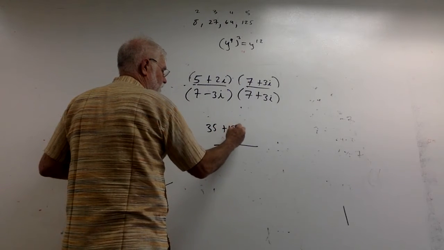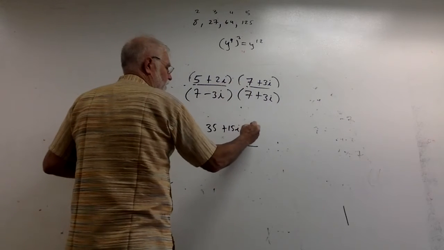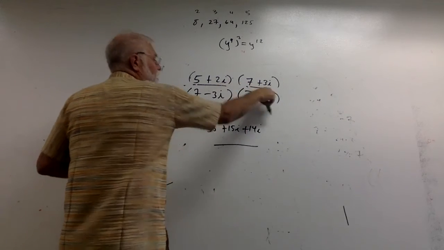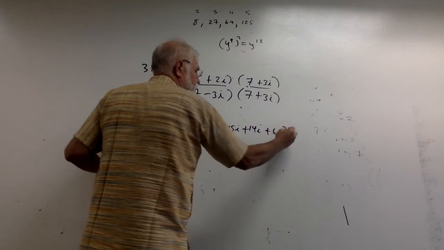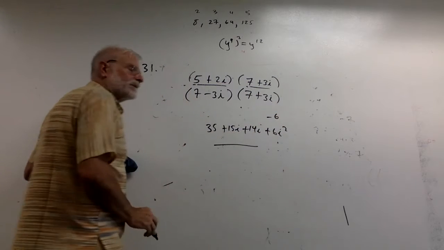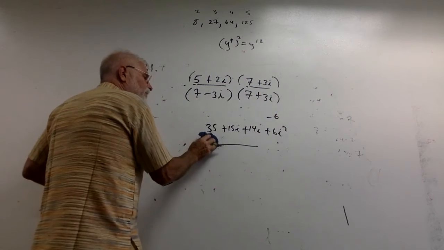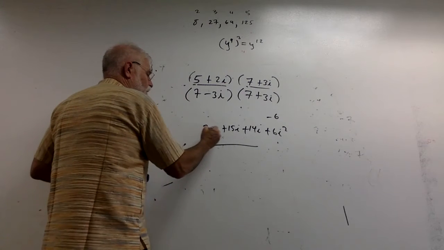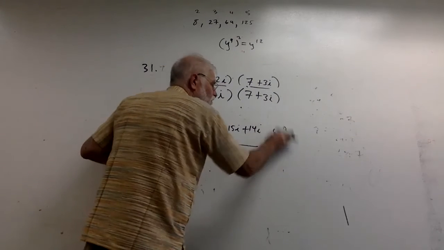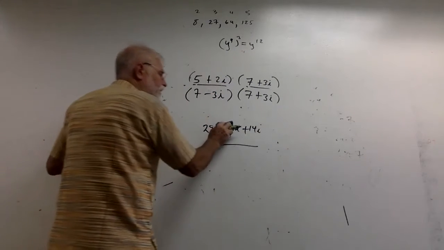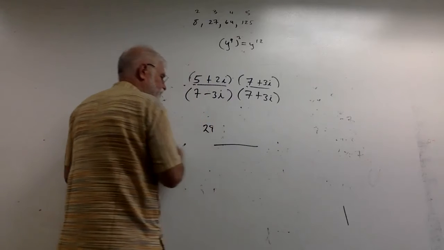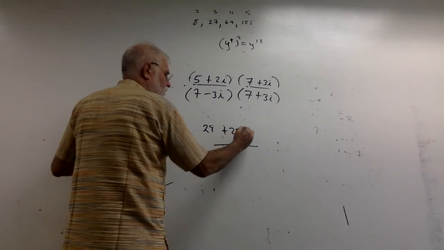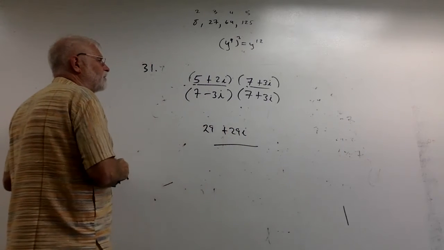15i. 14i. 6i squared. 6i squared is going to become negative 6. So I'm going to take 6 away from 35. 29. 15 and 14 is 29i. Wow, 29, 29. I don't see that too often.